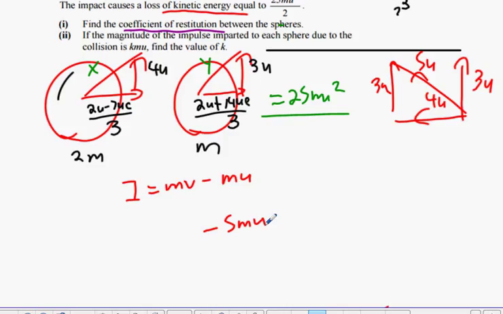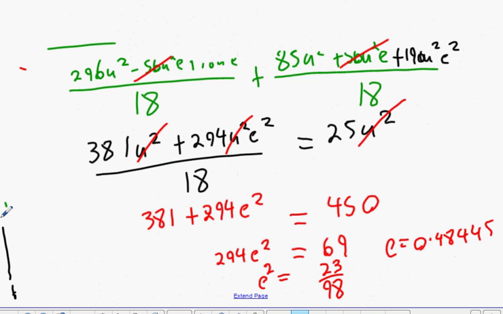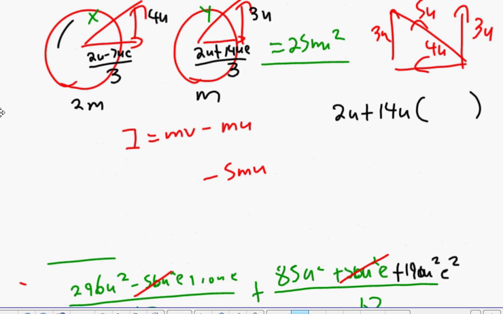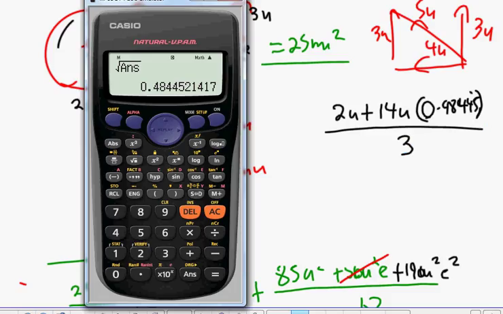Now what is its initial velocity? So we're going to put in our e value, aren't we? And then do Pythagoras' theorem, which isn't going to be any fun whatsoever. So it's going to be 2u plus 14u. What's our e value again? We'll just put in the decimals at this rate. 0.48445. Okay. And then on the bottom, over 3. I'm going to ignore all the u's.